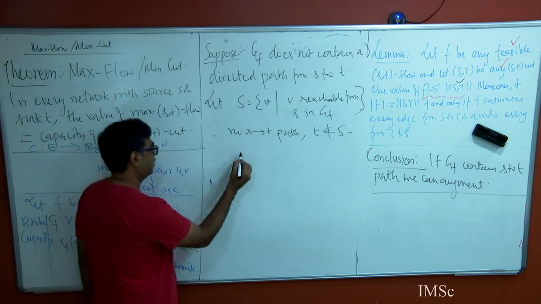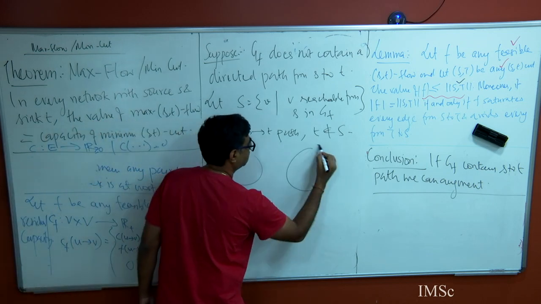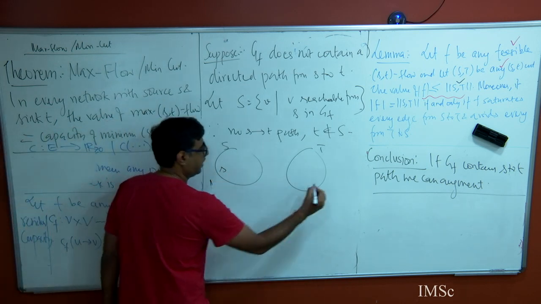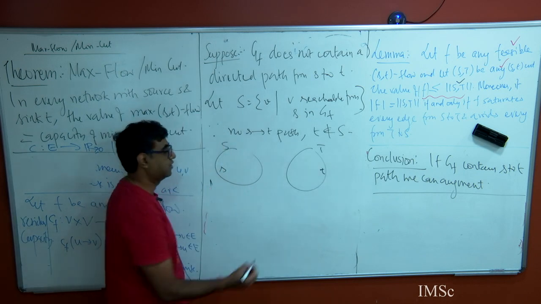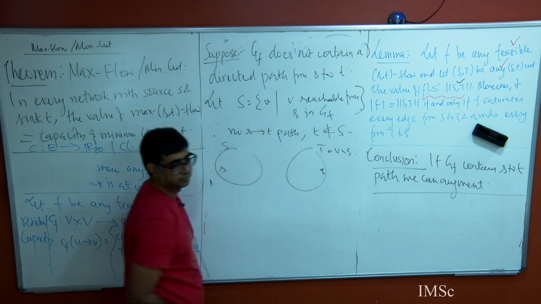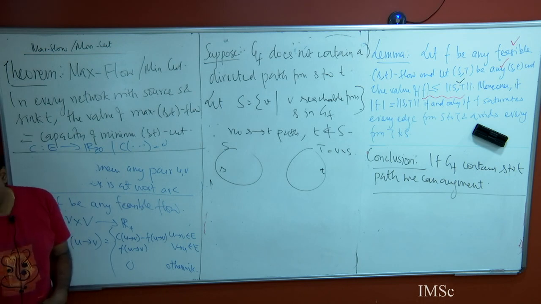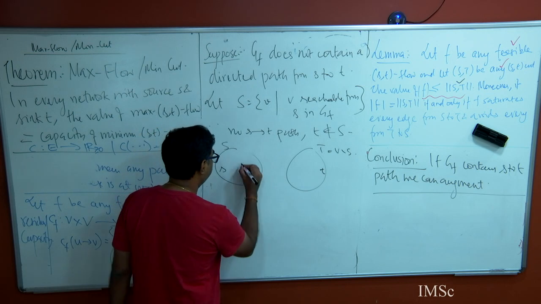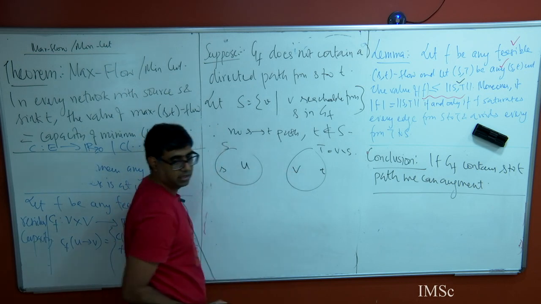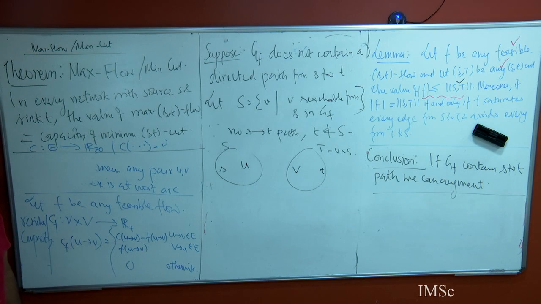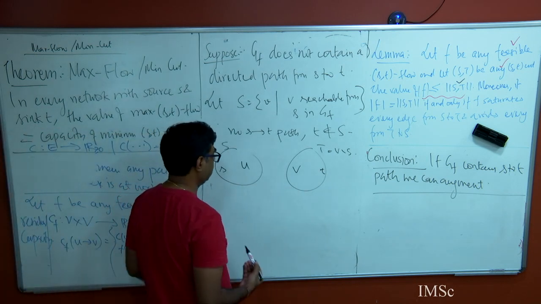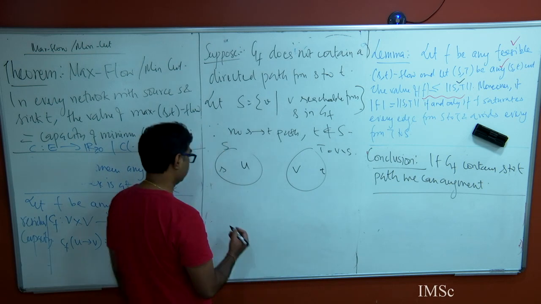So now let's take this S, this T. Clearly this is an S-T cut because it contains S, it contains T. T is basically V minus S. So what do we know, for every vertex U in S and V in T? What do we know about this?